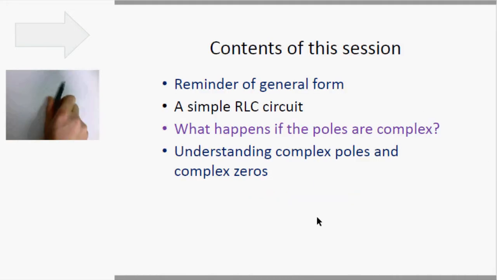So, contents: a reminder of the general form of frequency responses, and then we go on to look at these RLC circuits, which are circuits which contain a resistor and an inductor and a capacitor, usually in series. This configuration can lead to the phenomenon of complex poles, and I want to spend some time in this lecture looking at what complex poles mean and what they actually do.